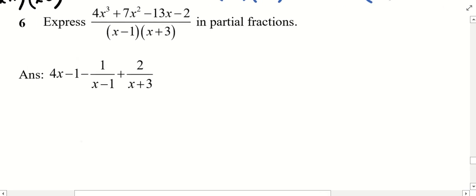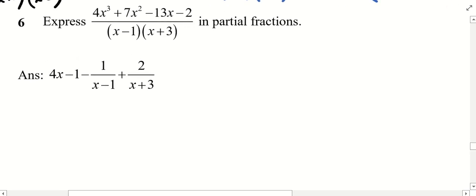Okay, this partial fraction is quite standard when it comes to O level. But before we do partial fraction, always check the degree of the numerator must be strictly less than the denominator. But we can clearly see the degree on top is 3. What will be the degree below?